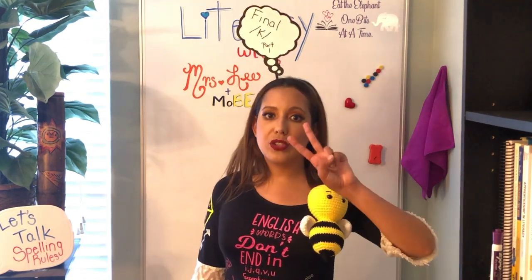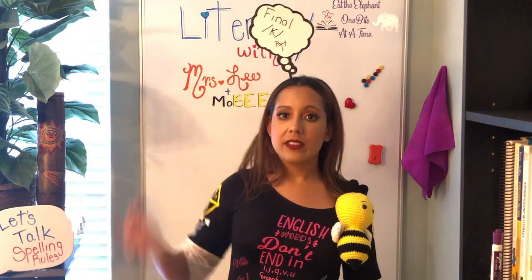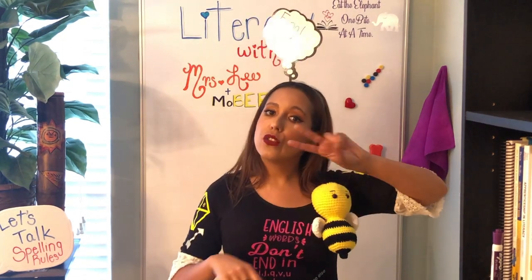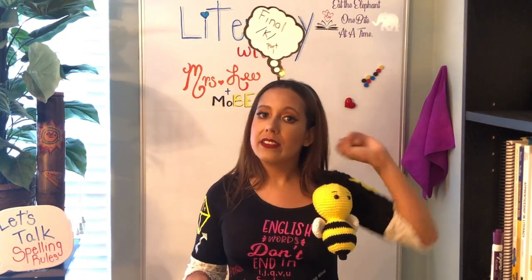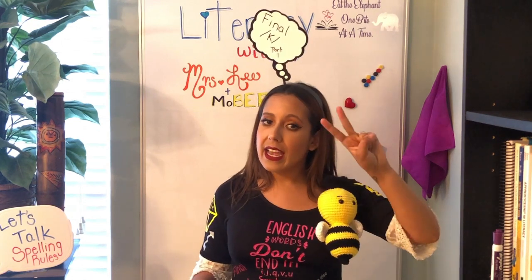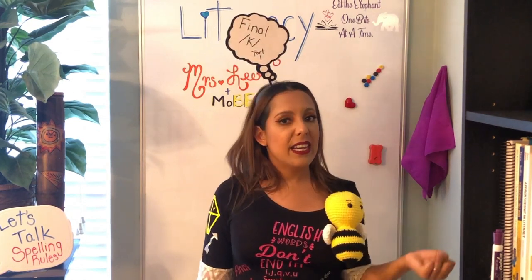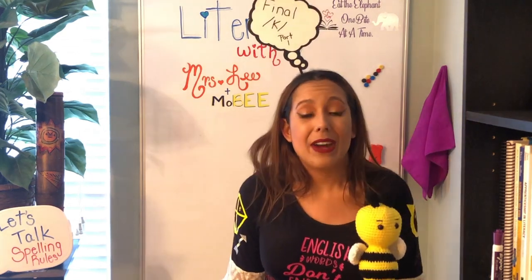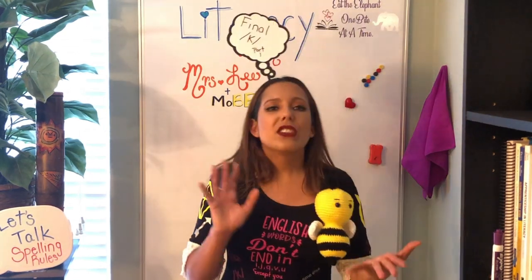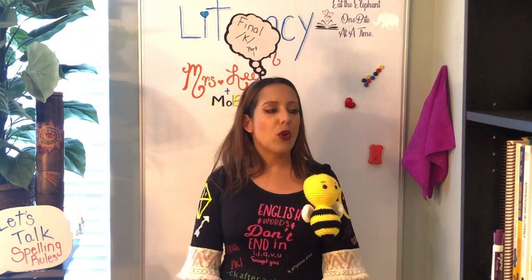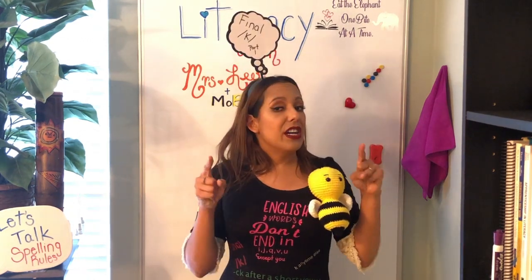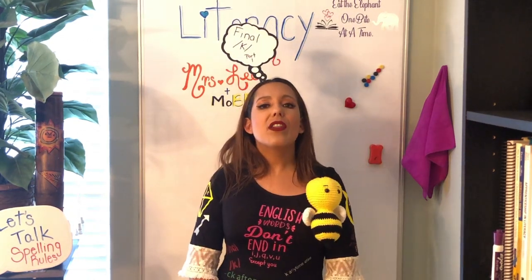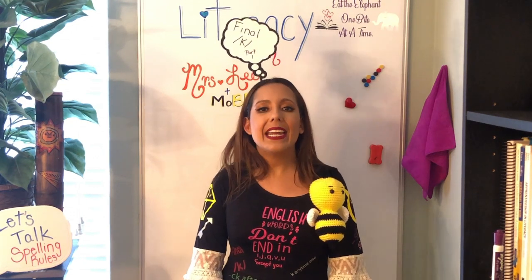Rule number 2 for our final k sound. Really quickly, 2 letters that make the k sound, the C and the K, and the CK also makes the k sound. Now I added a different one. So I want us to spell a word. Again, we're going to use a nonsense word. Spell the word pake.